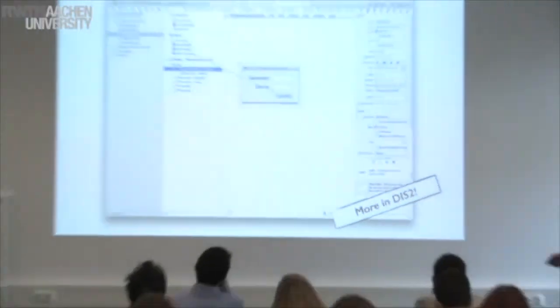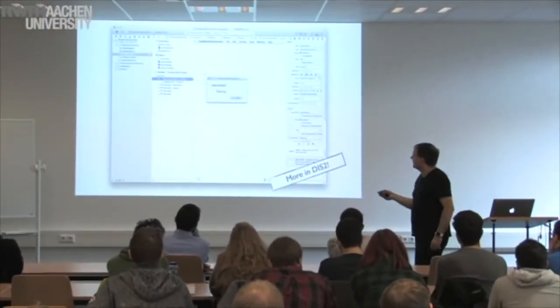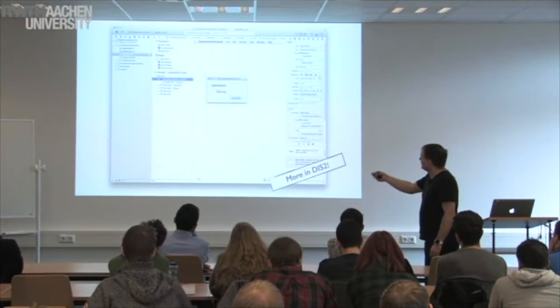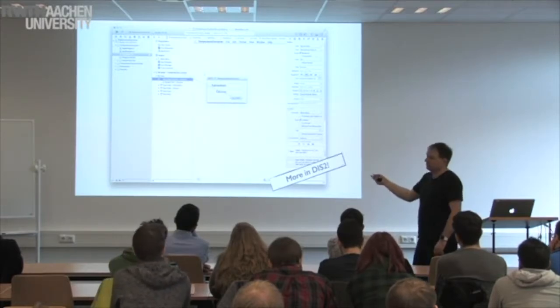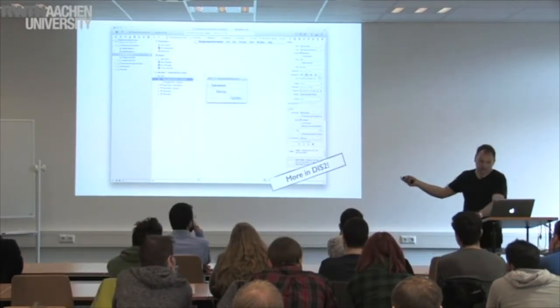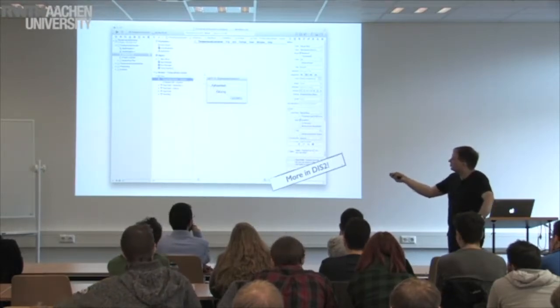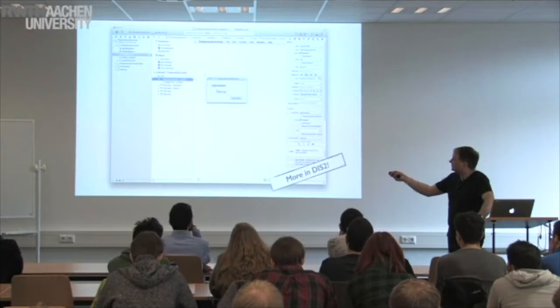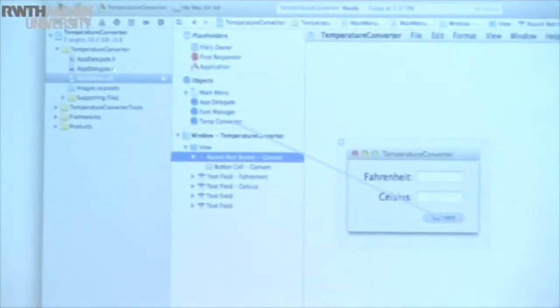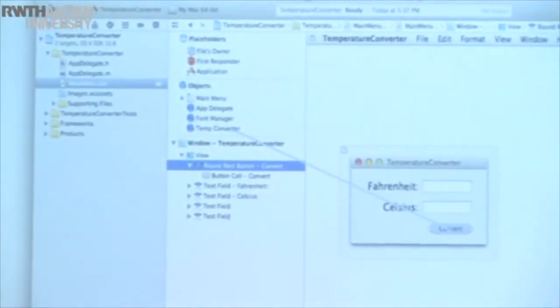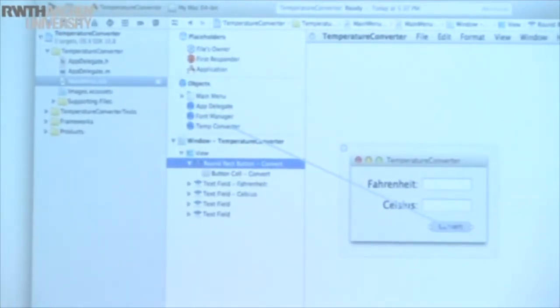But something else is currently going on here. I've clicked on that button and sort of done, I think it's a right click or something like that. And then I'm pulling from that button to a class object in my code. The objects in my code are listed here. They're pulled out of the source code file and automatically analyzed and shown here. And I'm pulling this currently to the class temp converter.